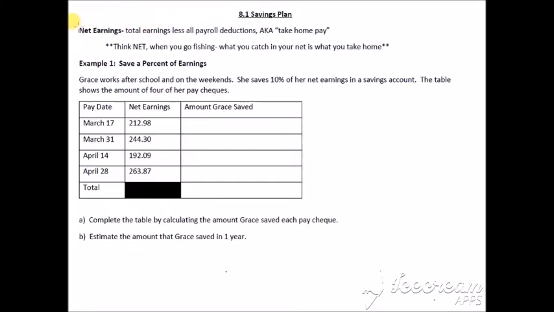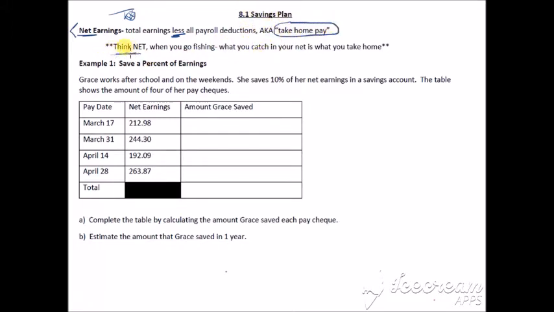So we're going to go over a couple definitions. Net earnings. What are net earnings? You know when you go fishing and you have a fishing net, net is what you actually take home. That's the total earnings, and then you subtract all the deductions: the income tax, the EI, the CPP, any union dues. And then this is going to be your take home pay.